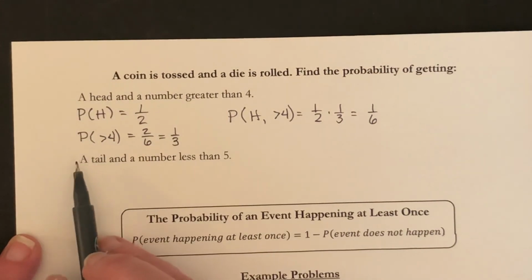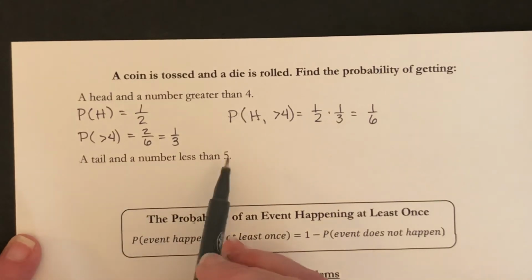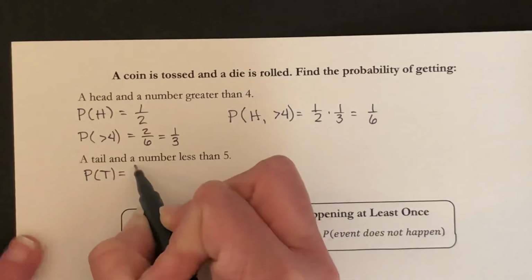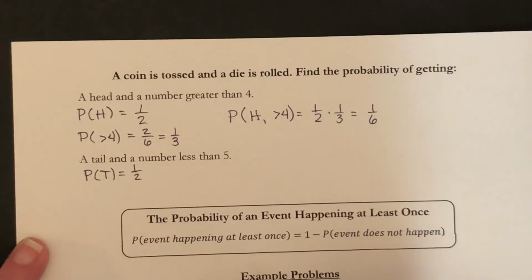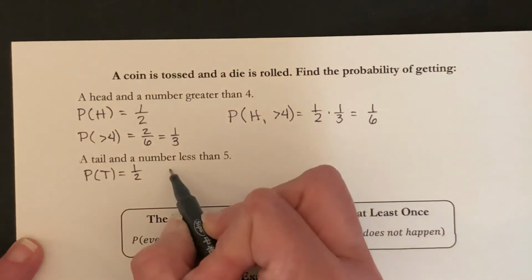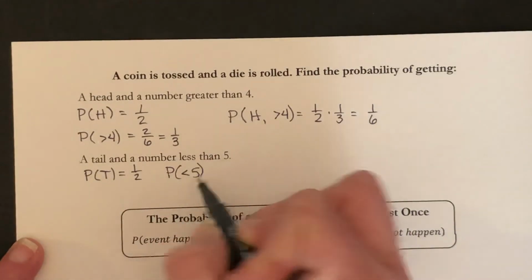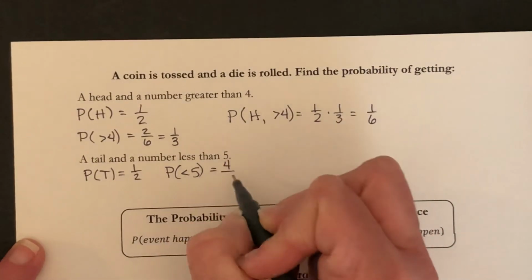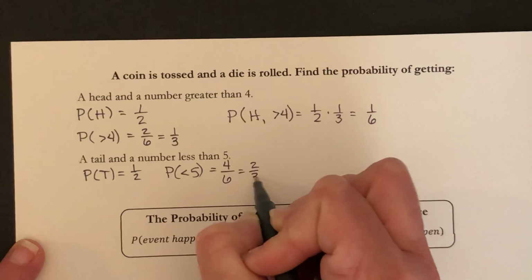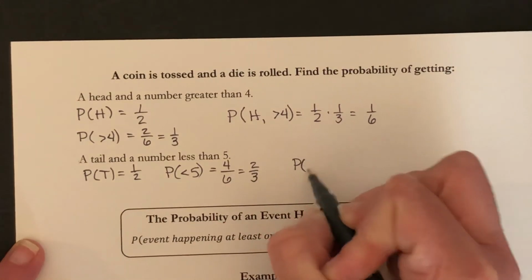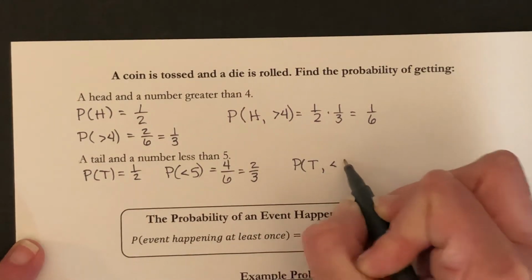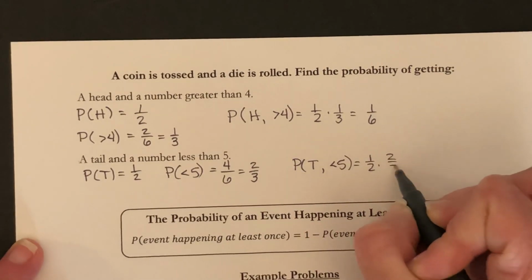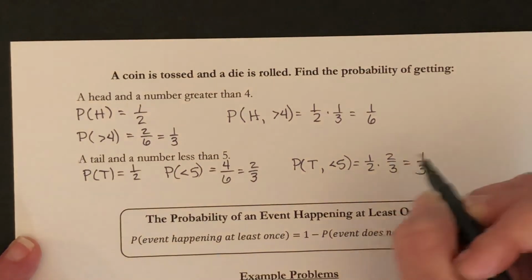Okay, so now let's do the probability of a tail and a number less than 5. The probability of throwing tails is 1/2. A number less than 5 would be 1, 2, 3, 4 out of 6, which is 2/3. So the probability of tails and then a number less than 5 would be 1/2 times 2/3, which is 1/3.